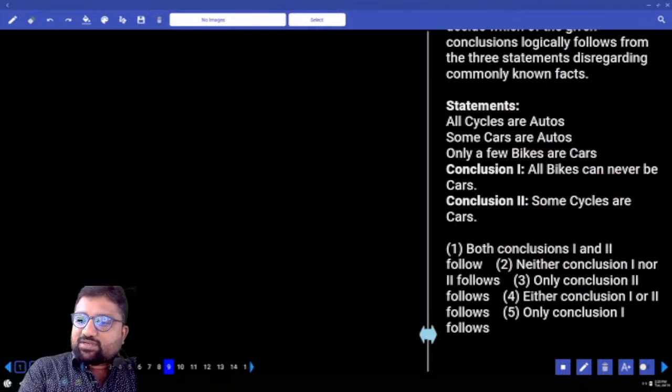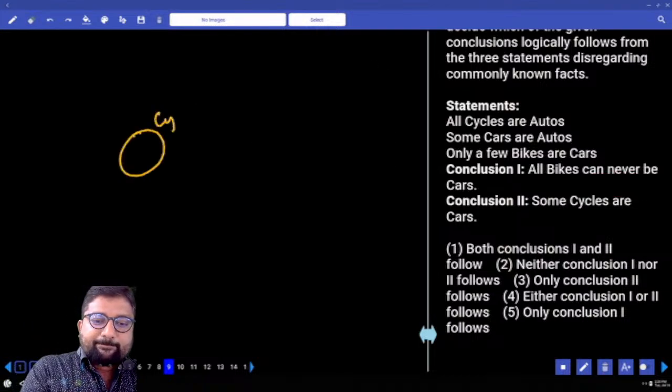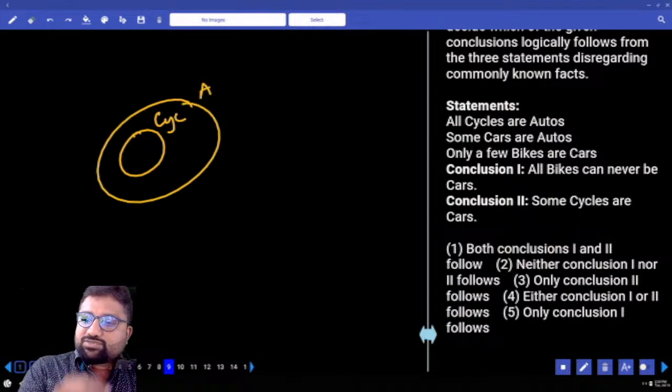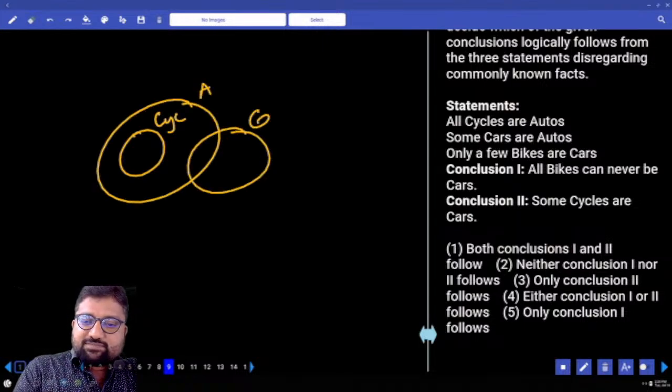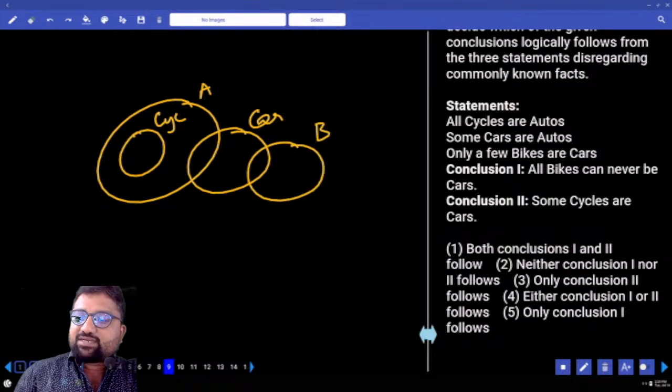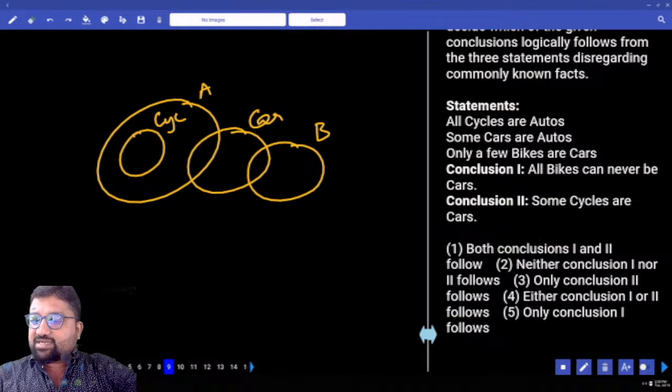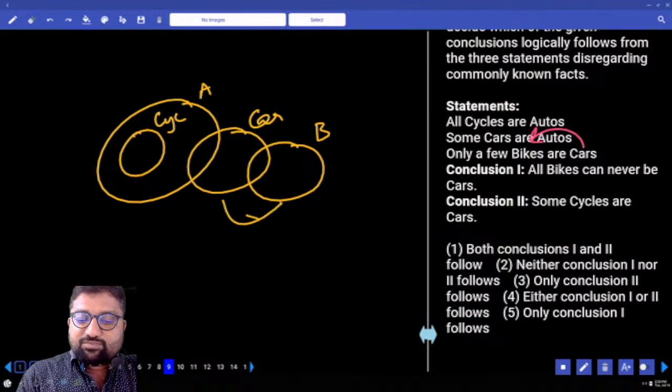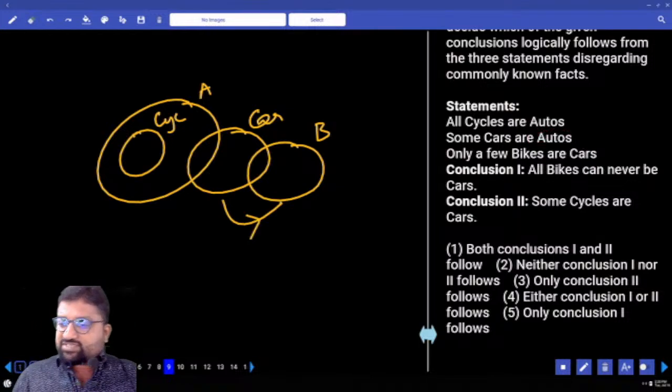Please read this. All cycles are autos. Some cars are autos. Only a few bikes are cars. Arrow mark from B to A. Car to bike. Done? Chalo, first conclusion.